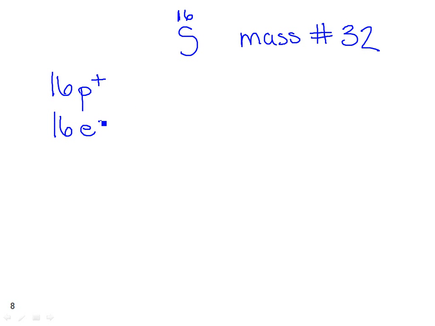But now we want to know how many neutrons we have. So mass number is equal to protons plus neutrons. Okay, so we solve for neutrons, and we find that 32 minus 16 is equal to 16. So we would have 16 neutrons in the neutral sulfur atom that has a mass number of 32.